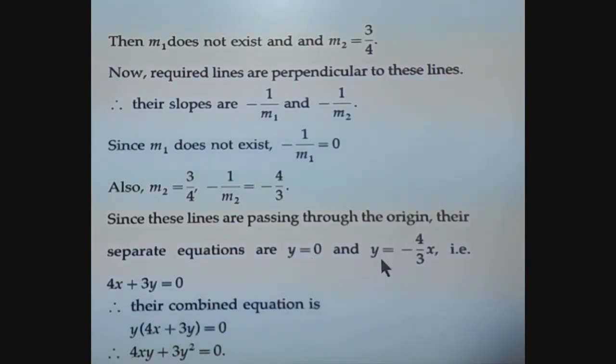y equals 0, and the second equation we calculate by y equals mx. So for the second slope we substitute the value minus 4 by 3. After cross multiplying this we get the equation 4x plus 3y equals 0. Therefore their combined equation is y into 4x plus 3y equals 0. That is 4xy plus 3y square equals 0, or you can write 3y square plus 4xy equals 0. In this way you can solve question number 3.